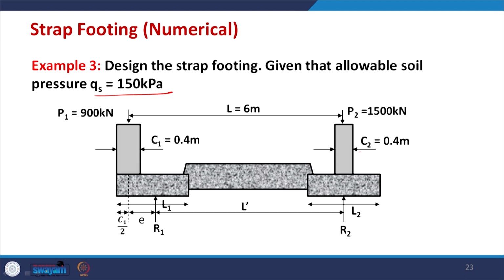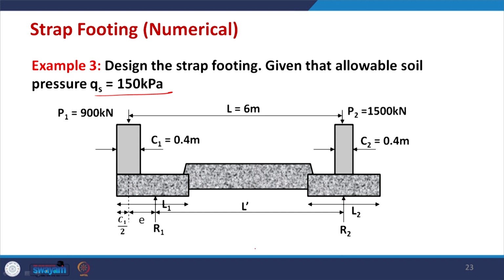The distance given between these two is relatively large, 6 meter. In the earlier case it was a little less than 5 meter, or 5 meter. The widths of both columns are the same, 0.4 meter and 0.4 meter. Now, we need to design the strap footing, that means we need to find the values of L1, L2 and the width of both the footings.